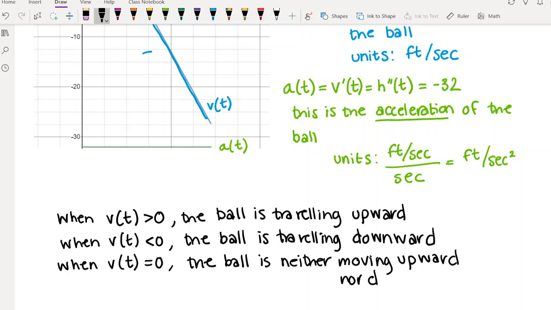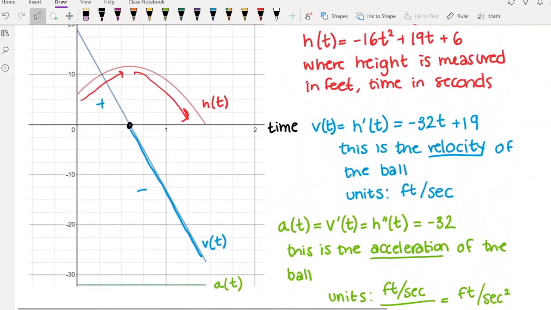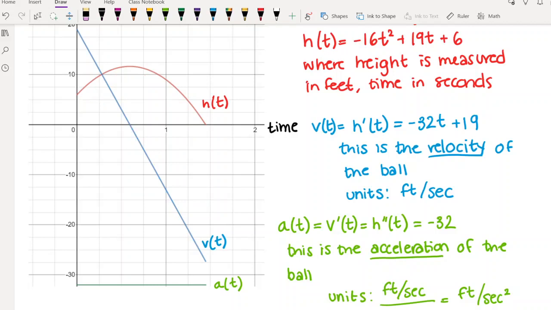So you can think of that as a turning point. It's kind of like, picture throwing a ball up in the air, it just pauses for a second before it comes down. Okay, so hopefully you can see this connection between the velocity and the position, in this case, the height graph.